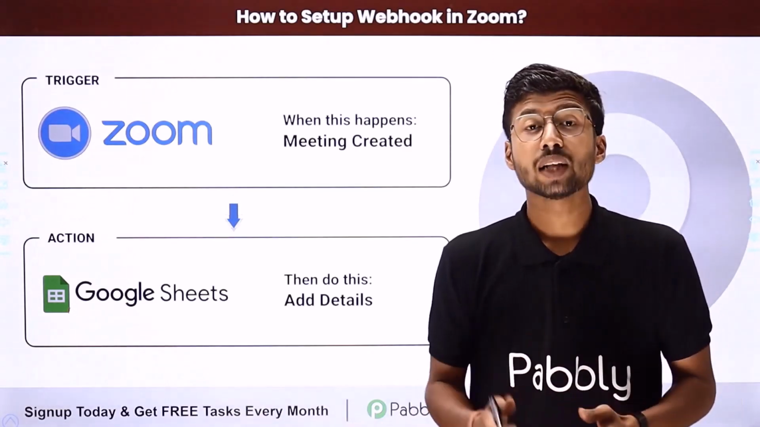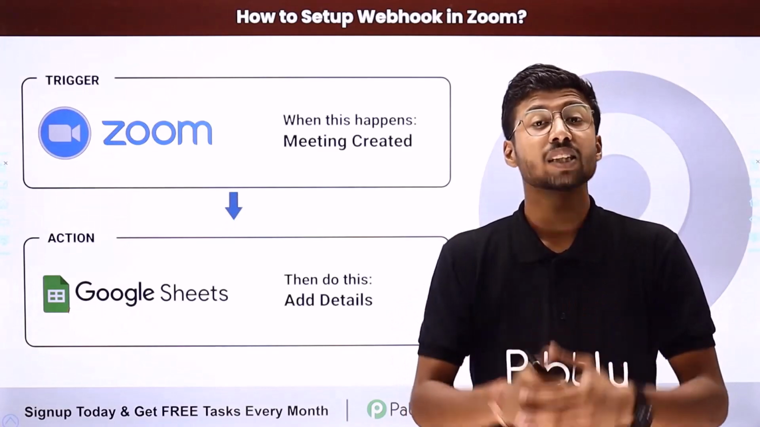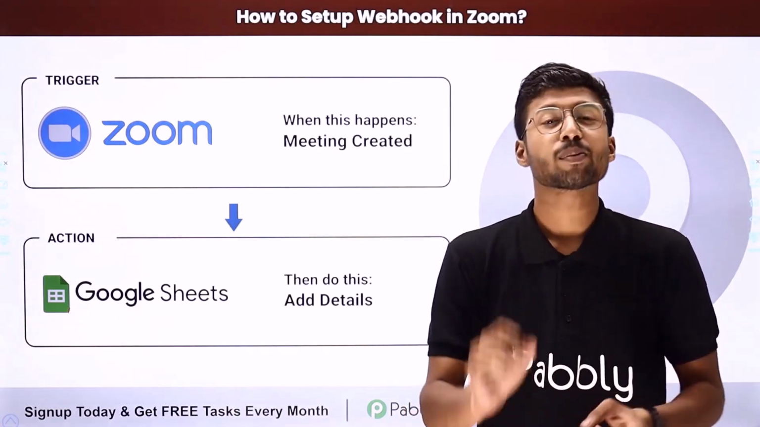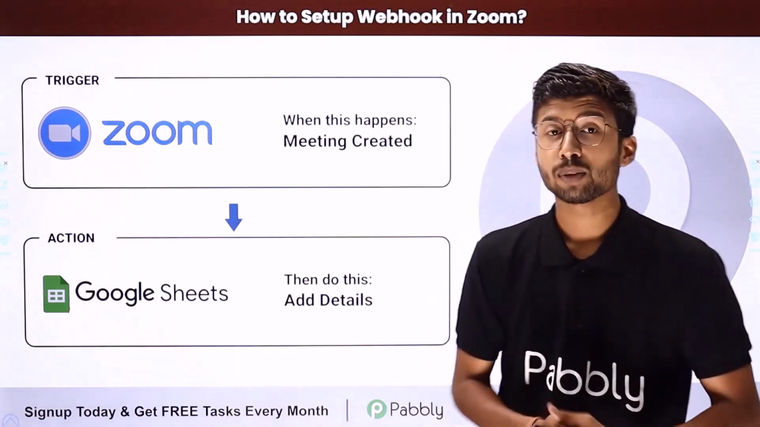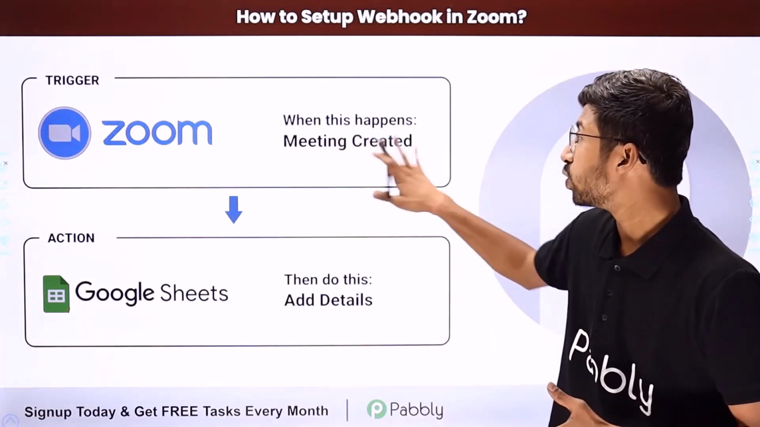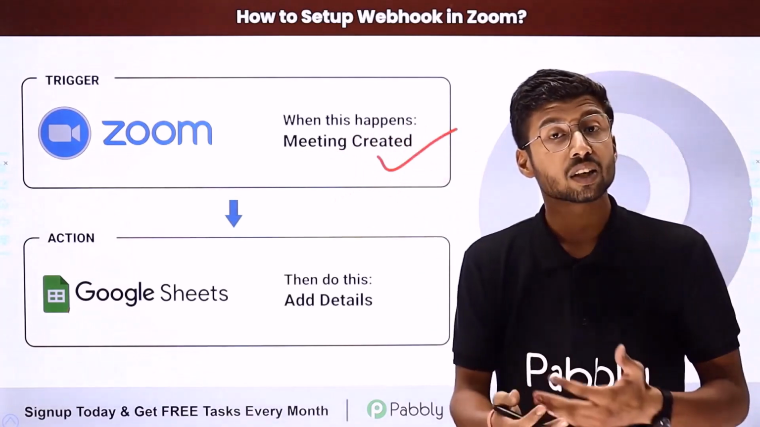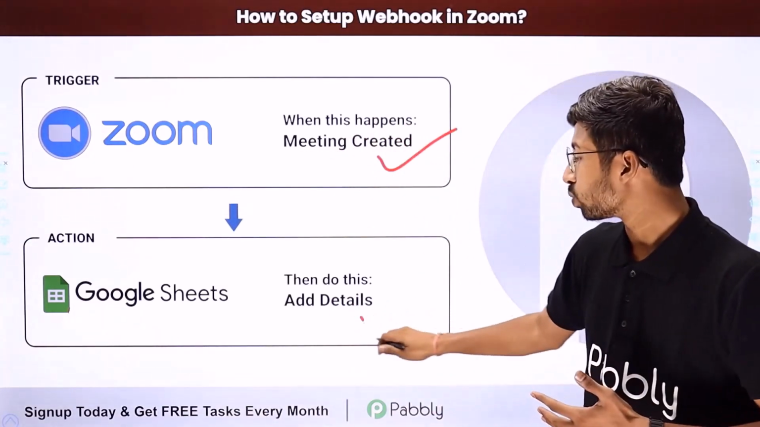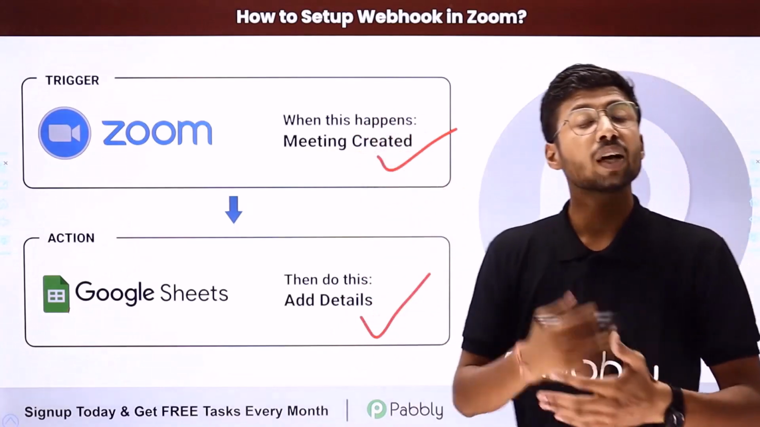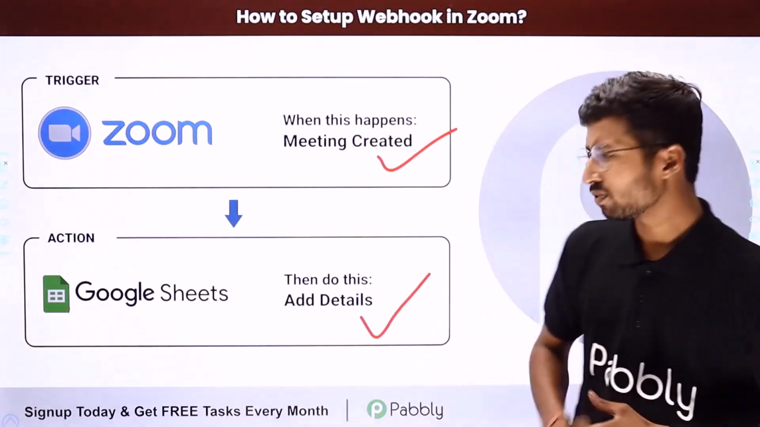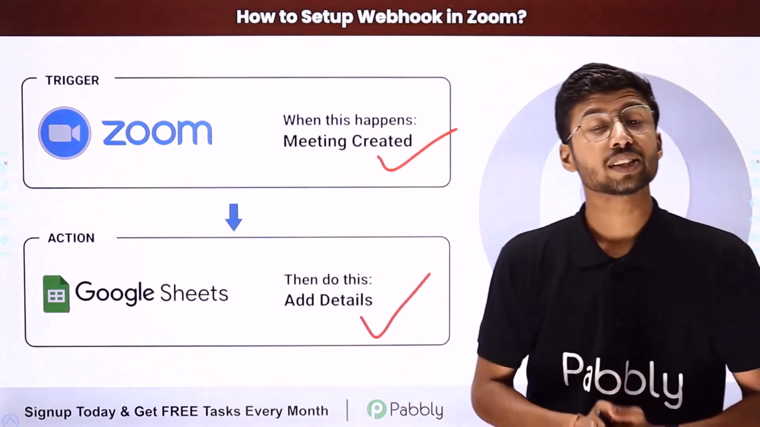So in this video, I will explain the complete process, a step-by-step guide on how you can add a Webhook URL in Zoom. After that, we will set up a basic automation using Pabbly Connect, so that whenever a new meeting is created in a Zoom account, the details of that meeting will automatically be added into a Google Sheet. So creation of a meeting will be the trigger of this automation which we are going to create in this video, and the action will be the addition of meeting details into Google Sheet.